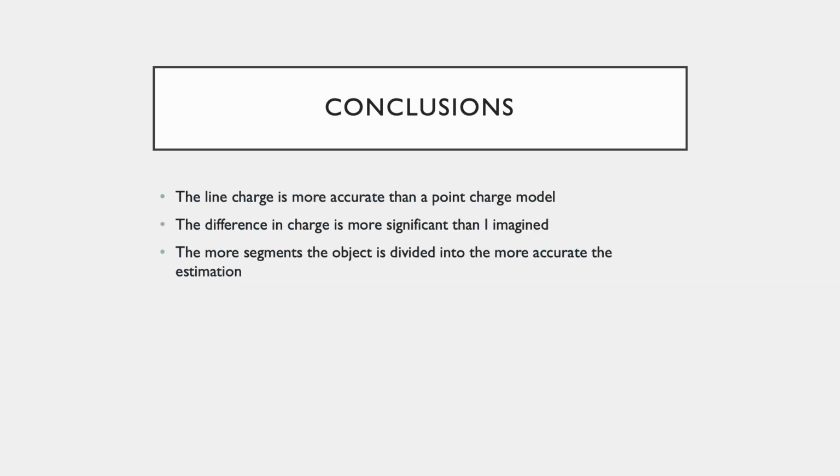So, conclusions: the line charge model is more accurate than the point charge model. For me, the difference is more significant than I had imagined initially, and the more segments an object is divided into, the more accurate the estimation will be.